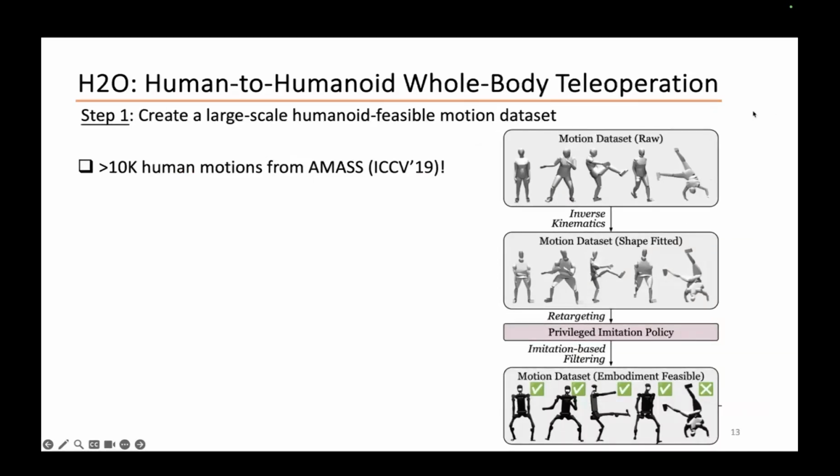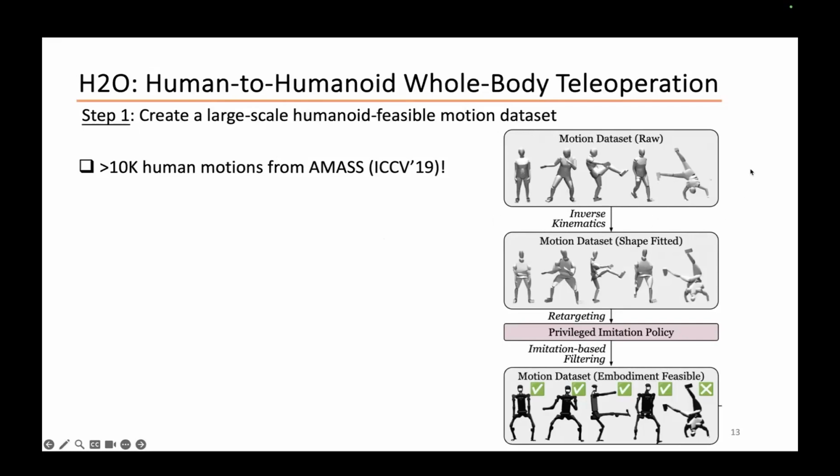The first big step is to create a large-scale humanoid-feasible motion dataset. We start from a very famous human motion dataset called AMASS, corresponding to the first row. This is basically an archive of many mocap human motion data. You can see some examples here. It's very diverse and very high quality. We have over 10,000 human motion clips here.